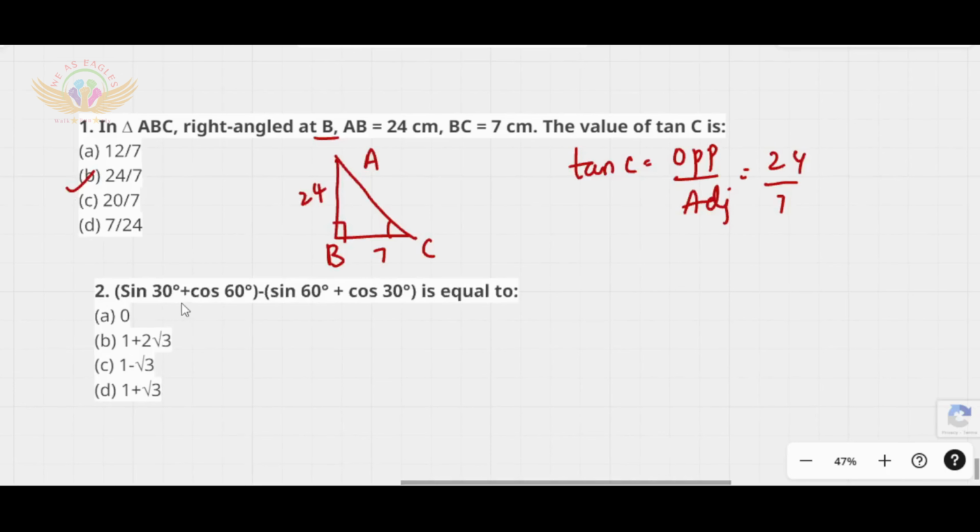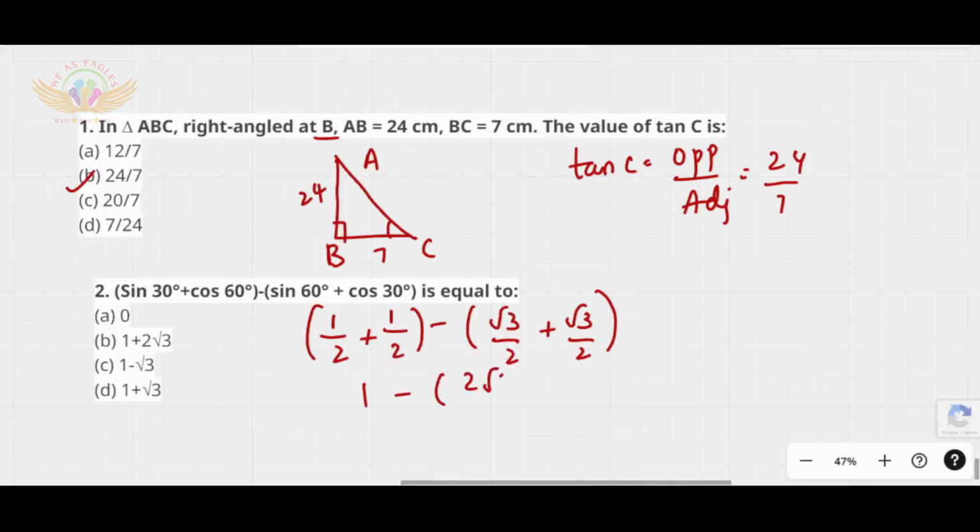The sine 30 degrees plus cos 60 degrees minus sine 60 plus cos 30 is equal to how much? Direct question. We have to use the trigonometric angle table. Sine 30 is 1 by 2 and cos 60 is 1 by 2. Just reverse, right? We go in a backward direction in the table. Minus sine 60 will be root 3 by 2 and cos 30 will also be root 3 by 2. So 1 by 2 plus 1 by 2 is 1, minus root 3 plus root 3 is 2 root 3, divided by 2. The 2 cancels and the answer is 1 minus root 3, so C is the option.